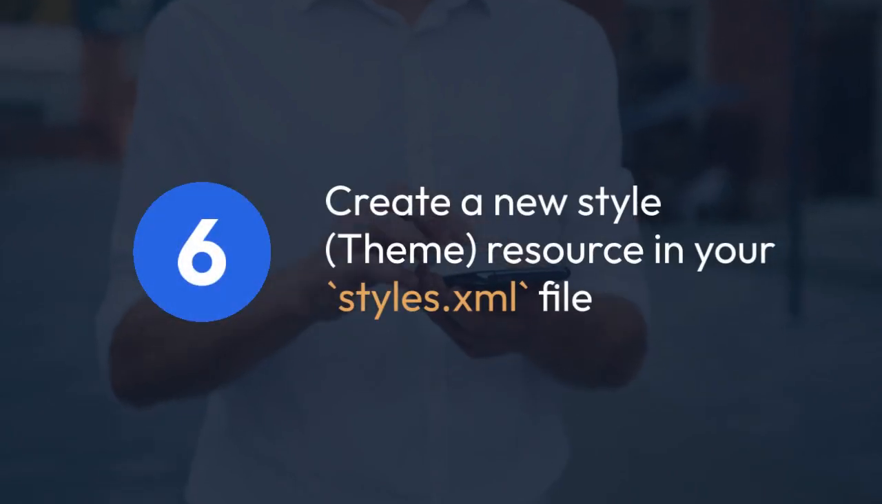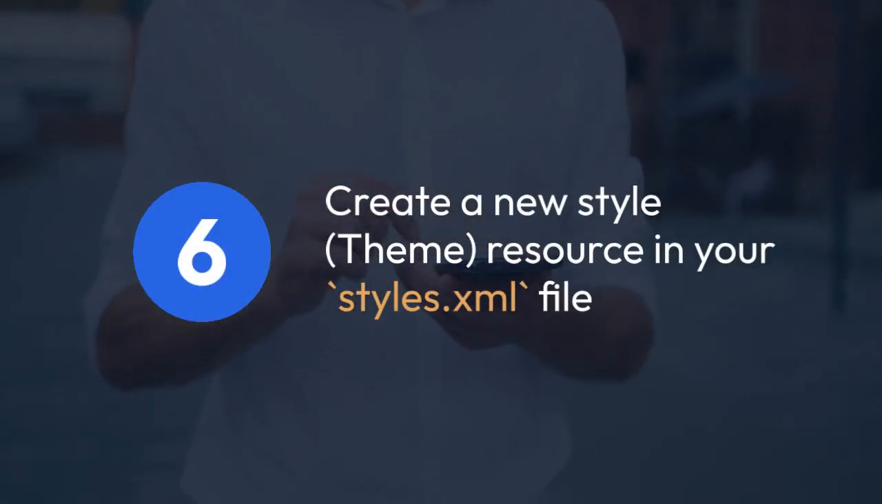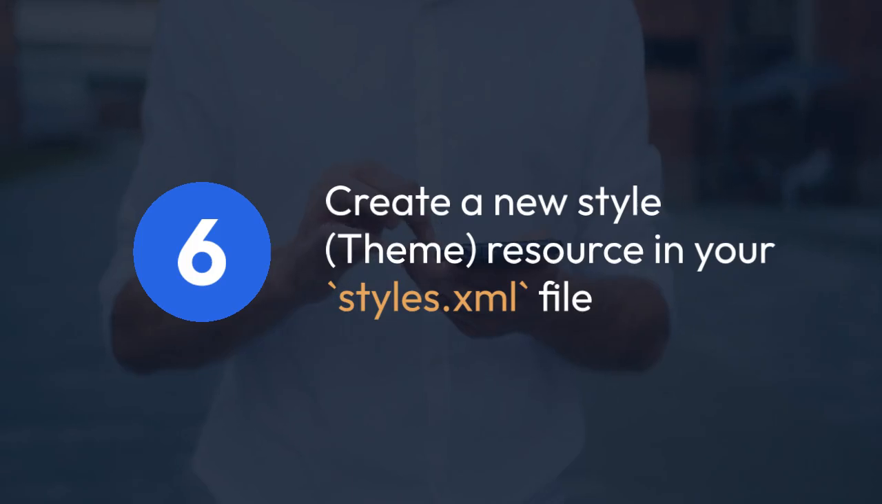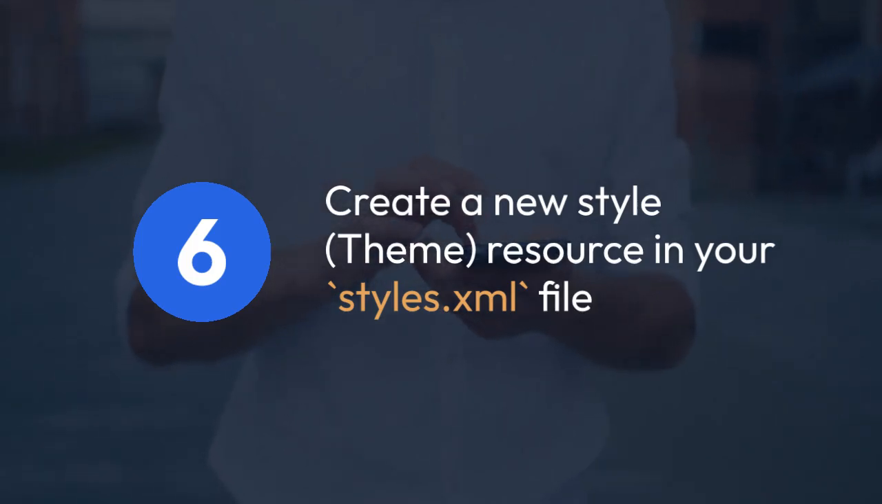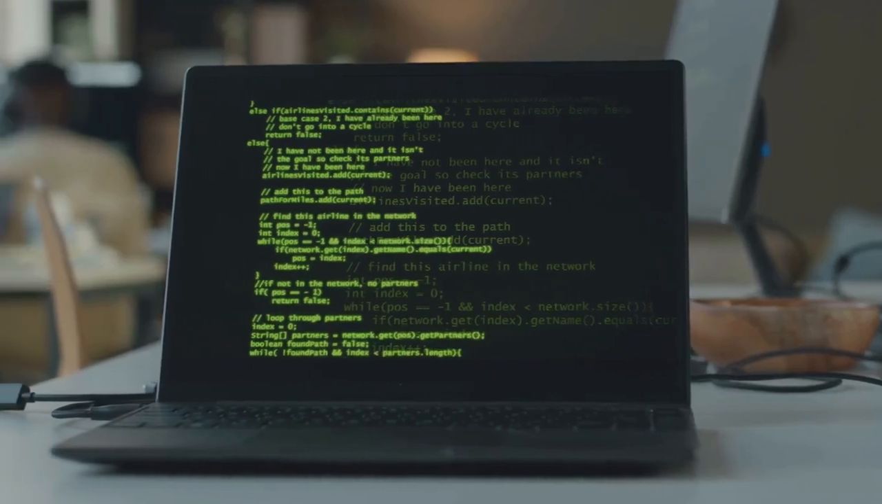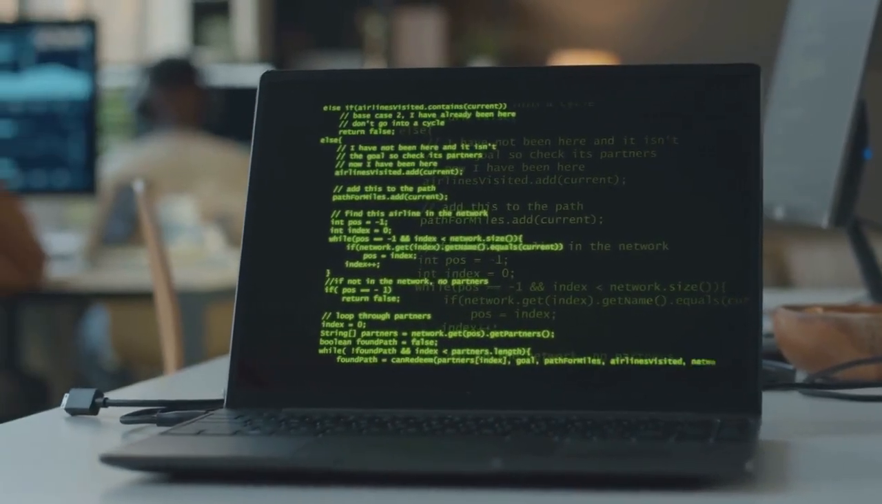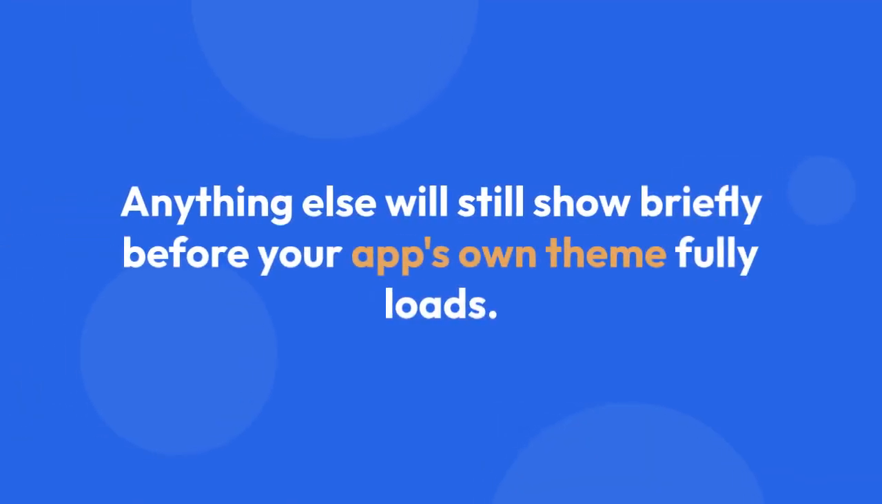6. Now create a new style, theme resource in your `styles.xml` file, usually located in res/values. This theme should minimally specify a background color. Anything else will still show briefly before your app's own theme fully loads.